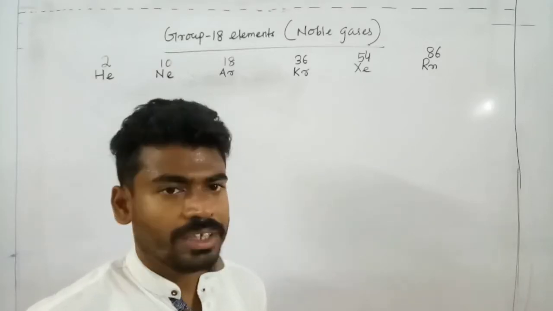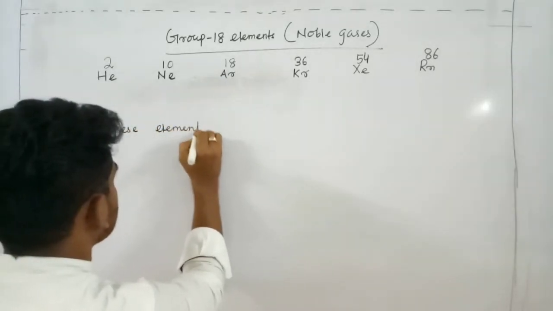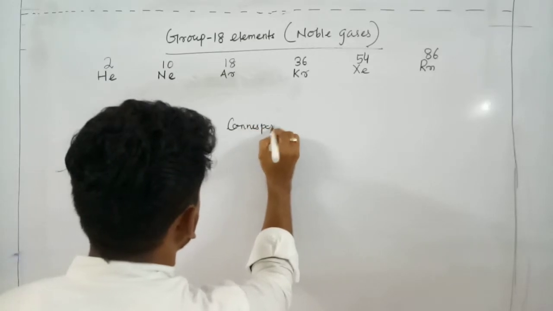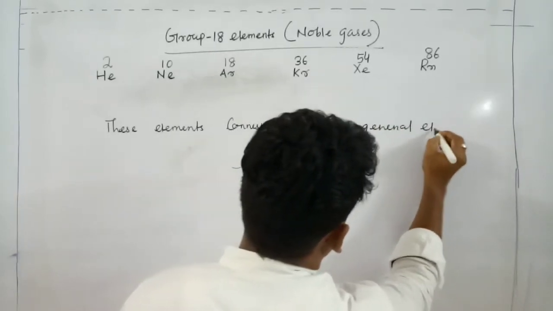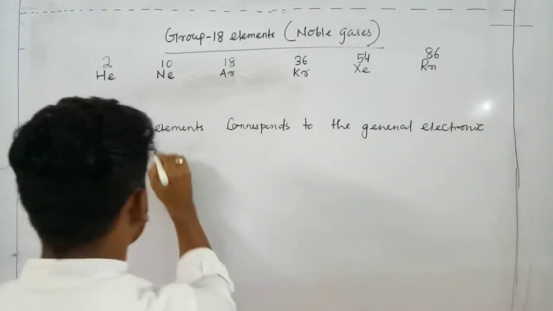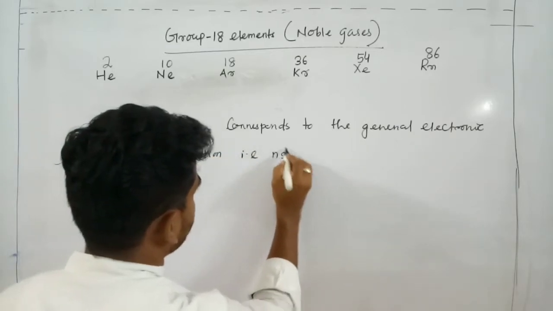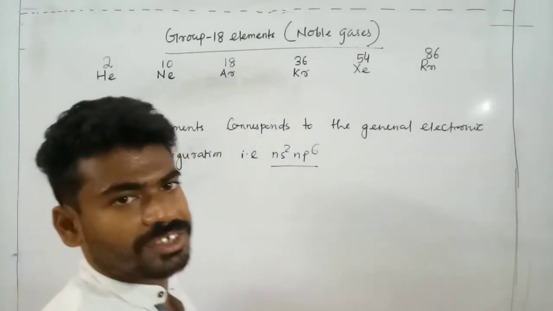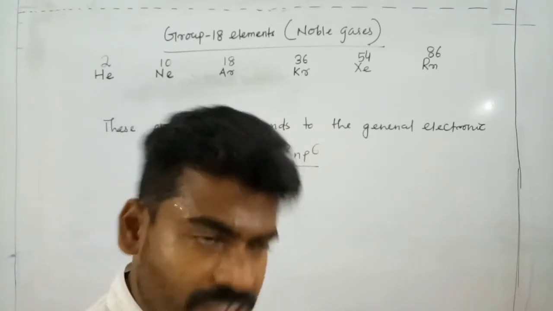Now these elements correspond to the general electronic configuration, that is ns2np6, full-filled configuration.